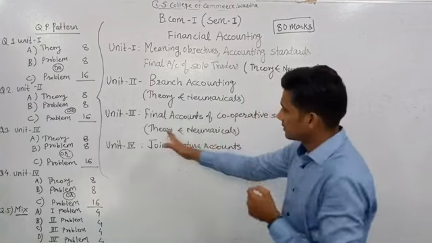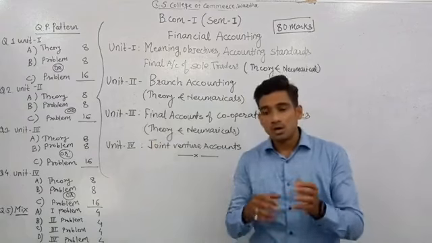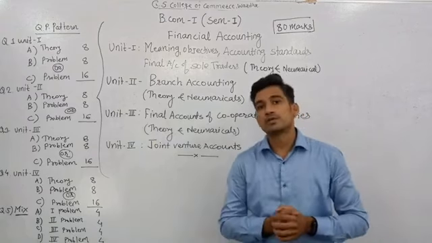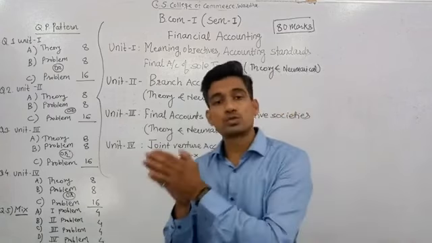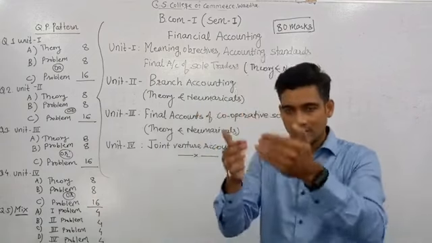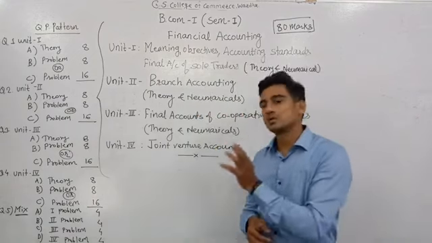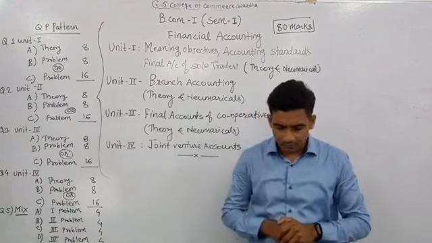Because in a theoretical approach, first we have to write out the rules. What are the rules? How much percentage of profit has to be transferred? How much percentage of the reserves has to be kept? All that we have to see first in theory, and after that we have to solve or start the problems of final accounts of cooperative societies.